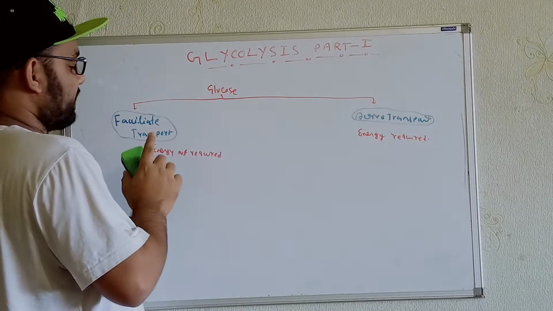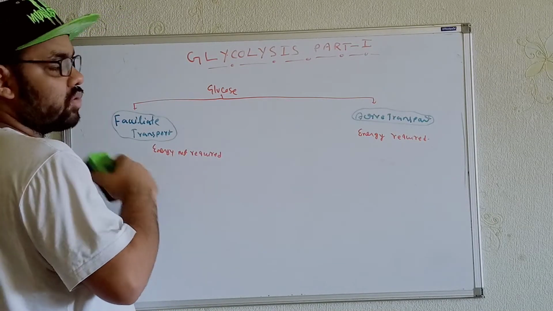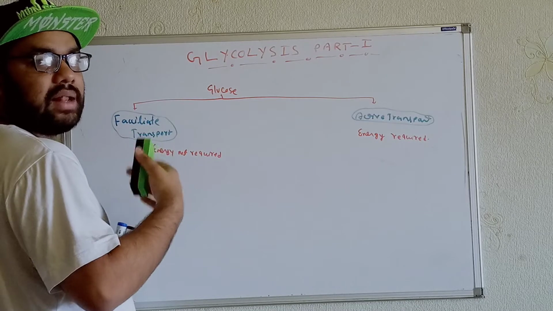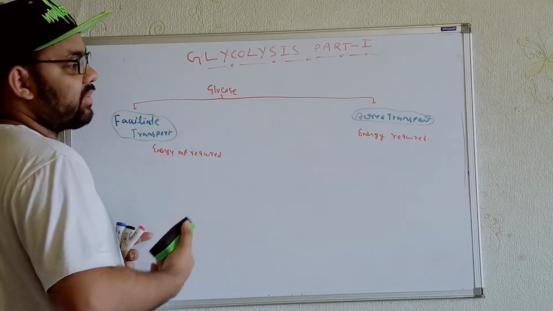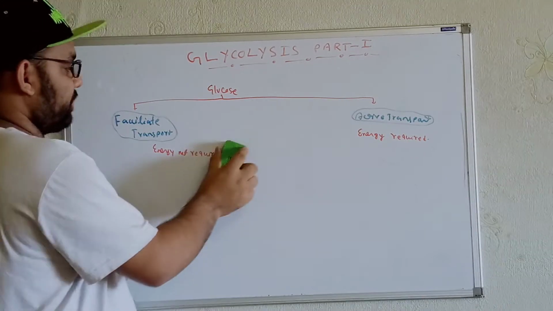Now I'll talk first about the facilitated transport. In facilitated transport, there should be some transmembrane protein that will help the glucose go within the cell. In terms of active transport, we will see the utilization of ATP.